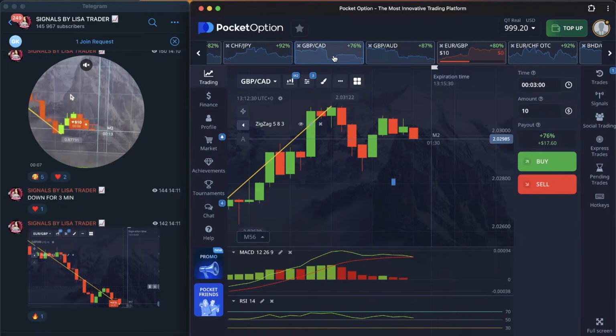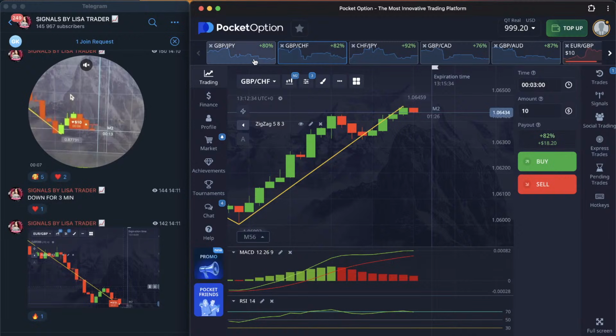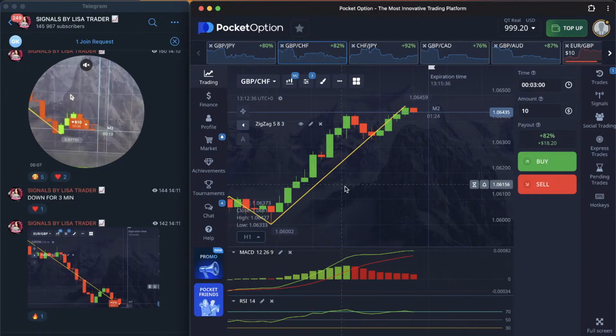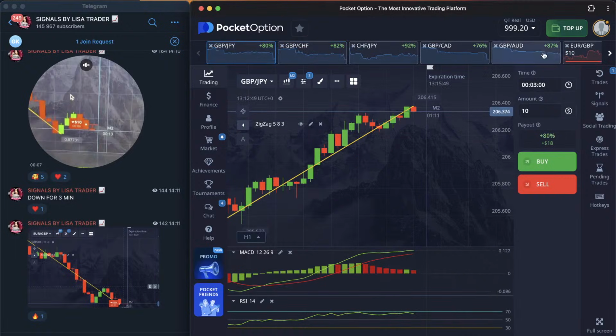Just going to check the other currency pairs. Here it's pretty nice. It was an upward trend before. There was a fast reversal for just 3 candles, but it continued moving in the upward direction after. Now it could be a reversal here as well, but we're going to see.